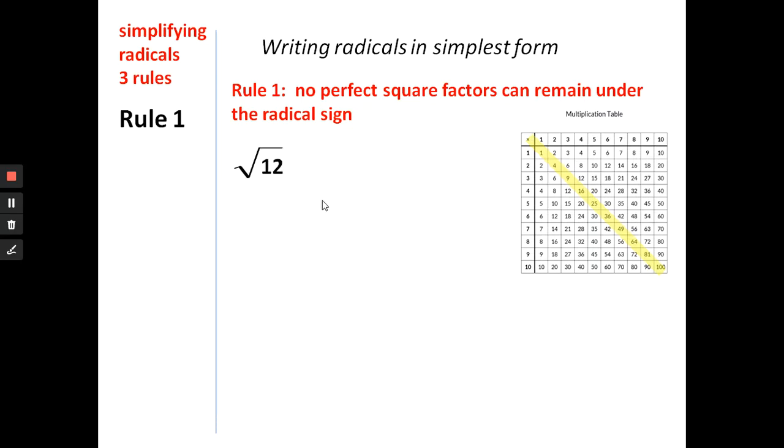So if we have the square root of 12 and we want to simplify that, we know that it has to be simplified because it has factors.